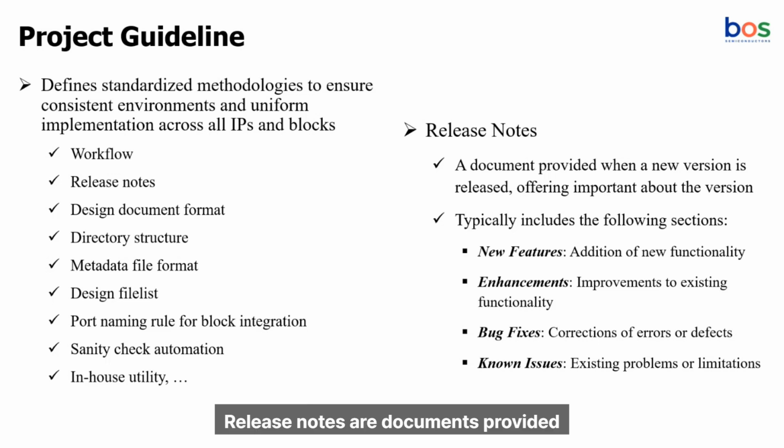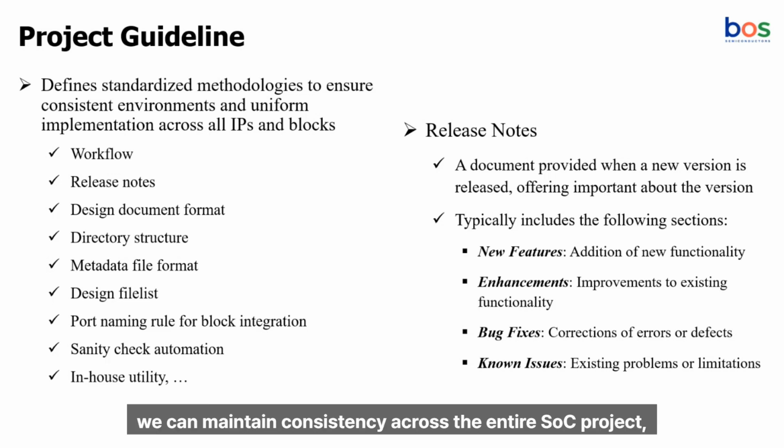Release notes are documents provided whenever a new version is released. They contain important information about the version, and they typically include 4 sections: new features, addition of new functionality; enhancement, improvement to existing features; bug fixes, correction of errors or defects; known issue, current problems or limitations that users should be aware of. By following project guidelines like this, we can maintain consistency across the entire SOC project, even when many engineers are working together.